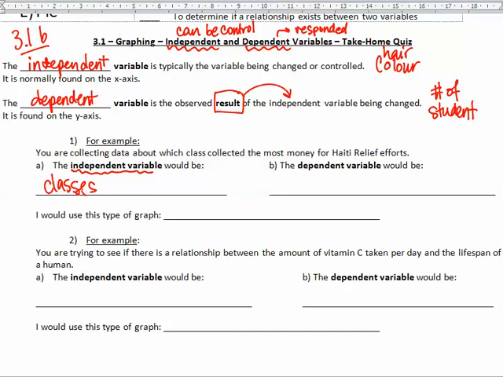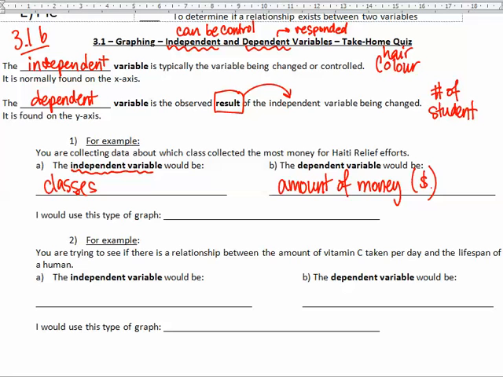The dependent variable is the thing that will change depending on the classes that I chose. So if I chose each individual class, then the amount of money collected will change for each class. If I decide to do it by division and say the intermediate division or the high school division, then that number will change the amount of money.